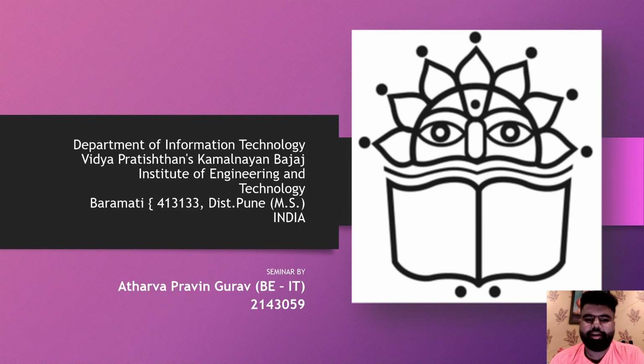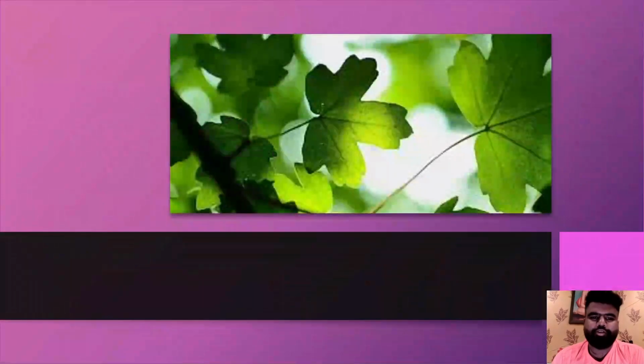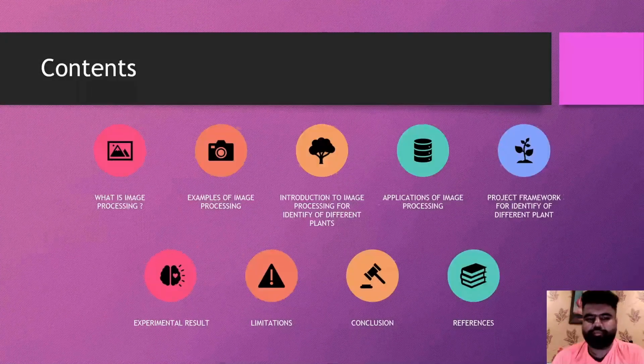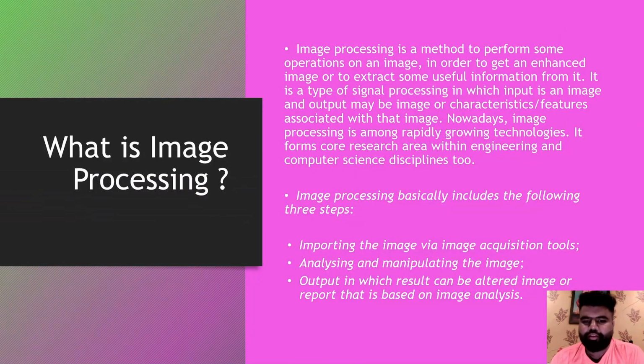I am from BIT and today we are going to discuss the topic of identification of different plants through image processing. In this we are going to cover points such as what is image processing, examples of image processing, introduction to image processing for identification of different plants, applications based on image processing, project frameworks and identification of different plants, experimental results on this project, limitations, conclusion and references.